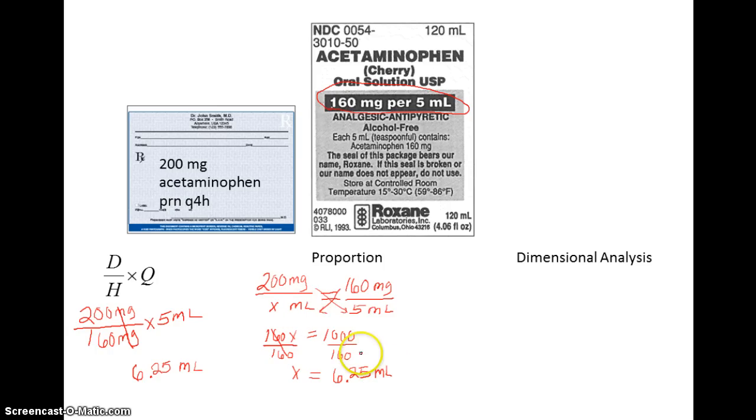The final way to approach this problem is with dimensional analysis. Again, we start with the doctor's order of 200 milliliters, or excuse me, milligrams. And we put that over 1 as a placeholder. In this method, we always want the labels to cancel, so I'm going to need to put milligrams in the denominator. So I put 160 milligrams in the denominator and the 5 milliliters in the numerator of the fraction. This way, the matching labels are in opposite parts and they do cancel. And so again, I go to my calculator. 200 times 5, divide by 160, and I get 6.25, and the label that remains is milliliters.